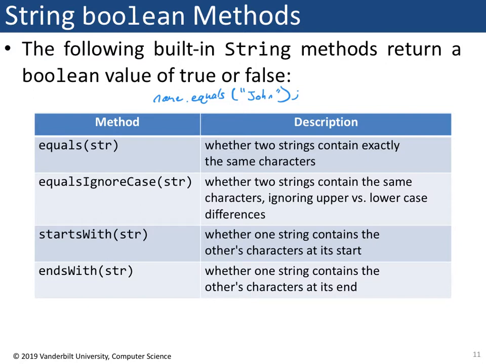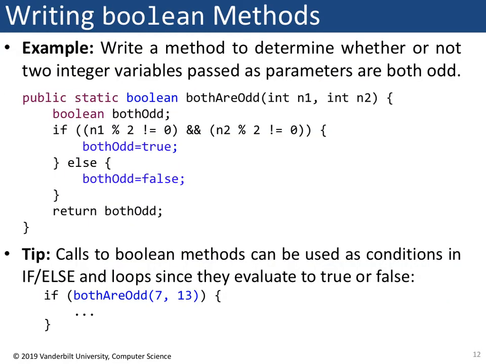So just like in previous methods when we calculated the BMI of someone and returned a double value containing the BMI, these methods are calculating some logical result, such as if two strings are equal, and they're returning that result as a Boolean value. So here's an example program. We're trying to write a method to determine whether or not two integer variables are both odd. And we are going to return a Boolean value that is true if both are odd and is false otherwise.